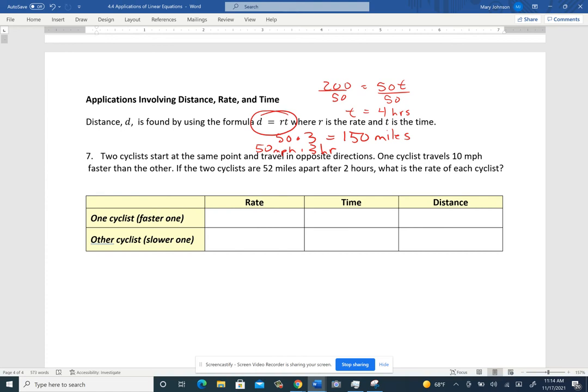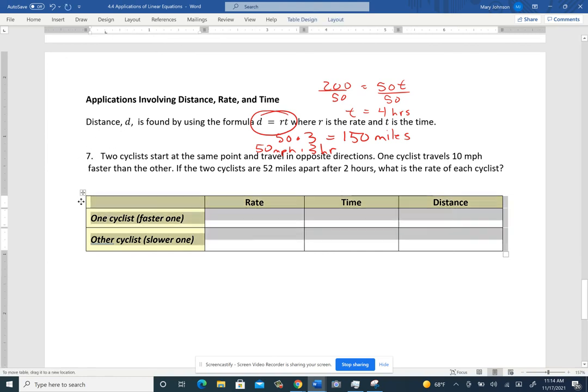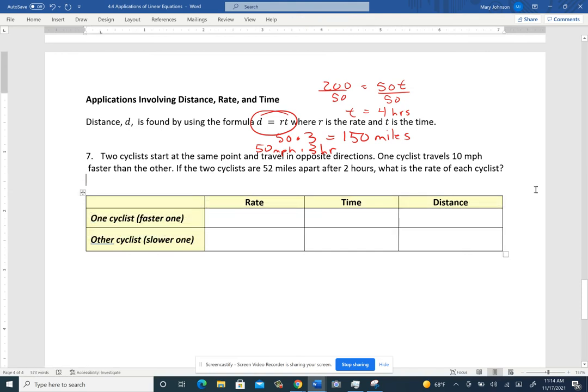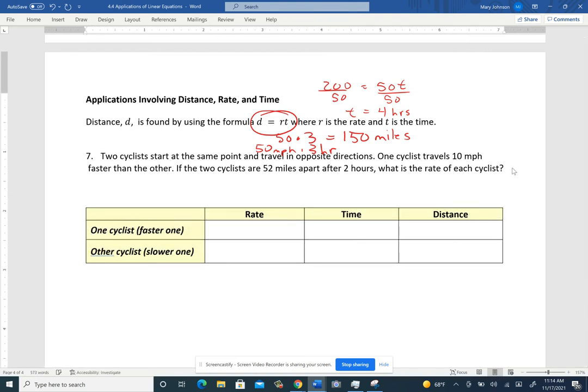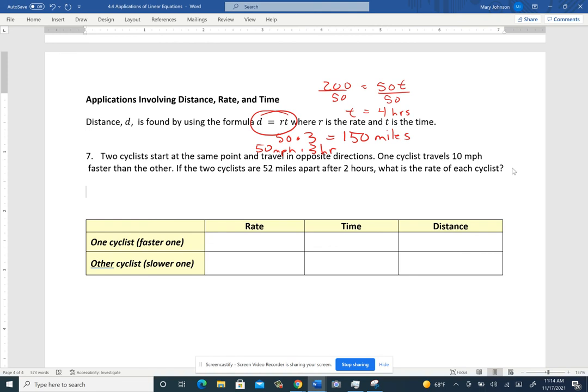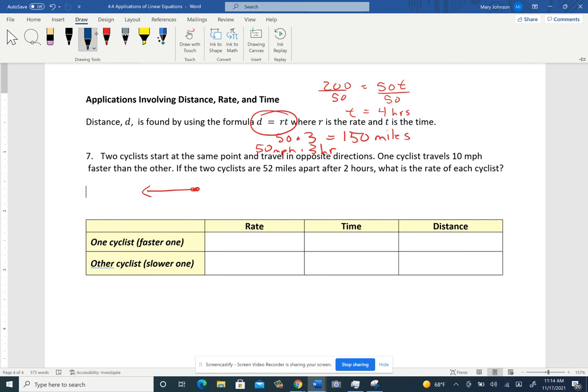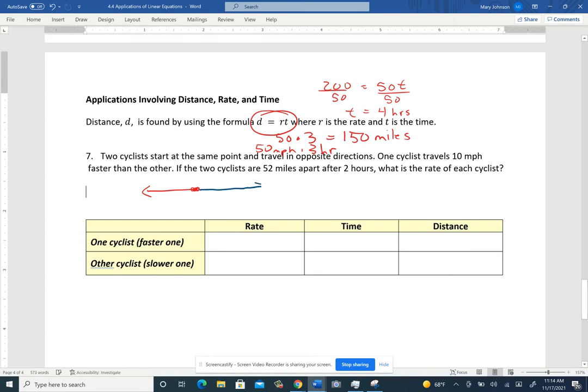So here we have two cyclists. I kind of like to draw it. I'm going to draw it down here below this. Let me see if I can move that down just a tad to give myself a little more room. There we go. Okay. So we've got a starting point. One cyclist goes this way, the other cyclist is going that way. Opposite directions means that type of thing.